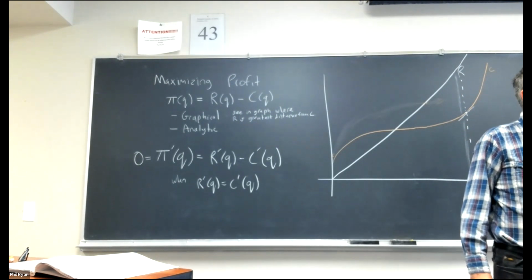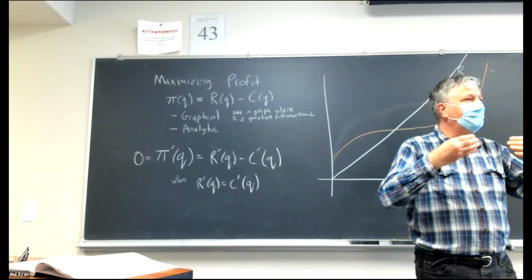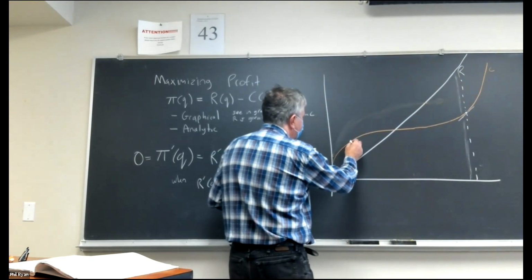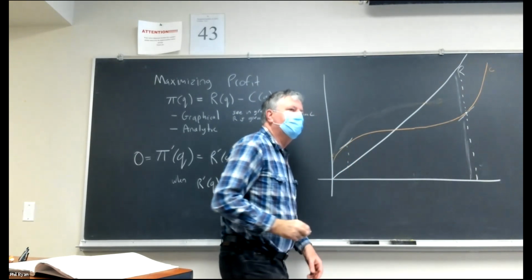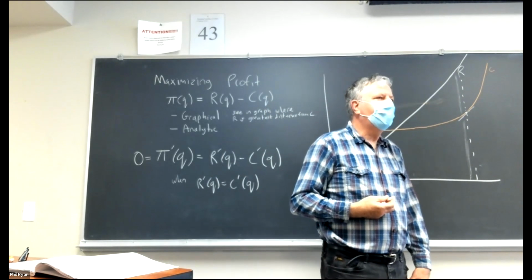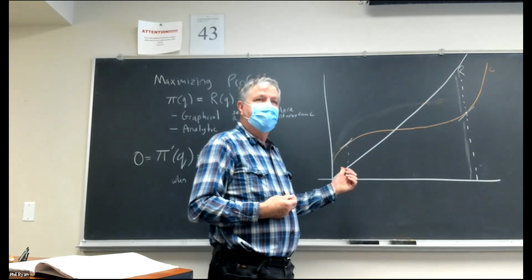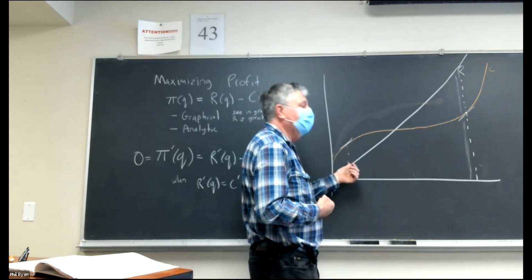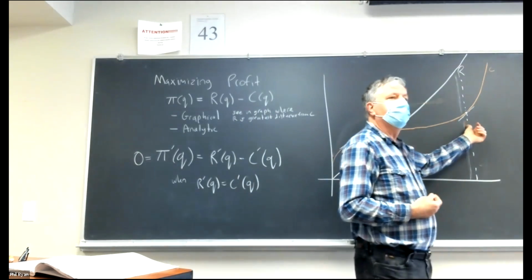It's an extrema, so we know it's an extrema. So we should check whether it's a min or a max. For example, here is another point at which marginal revenue equals marginal cost, but we don't like that one. Why is that? It actually maximizes our loss at this point. This is the worst point. It's the bad extrema, the minimum. Whereas this is the extrema we want.